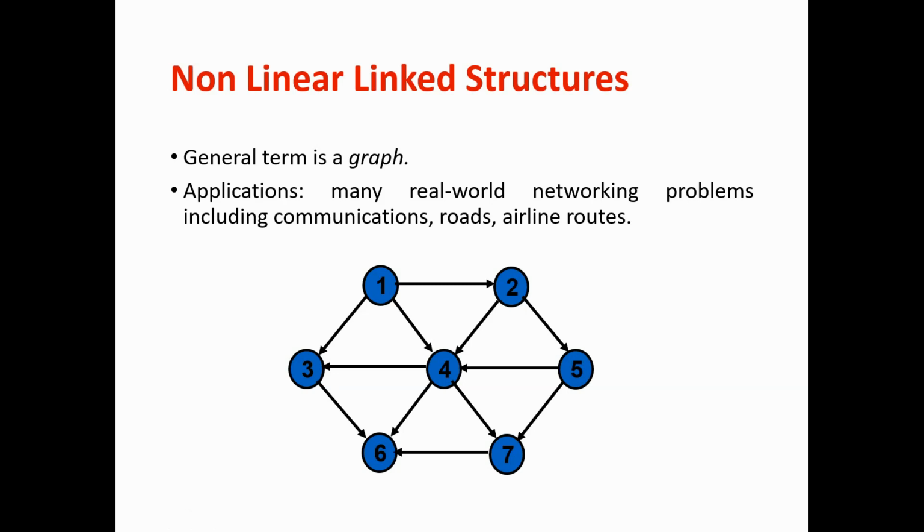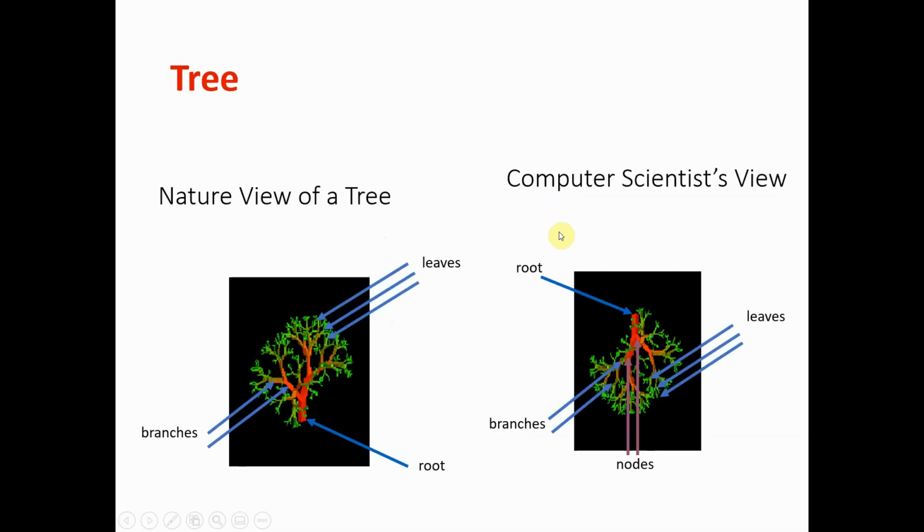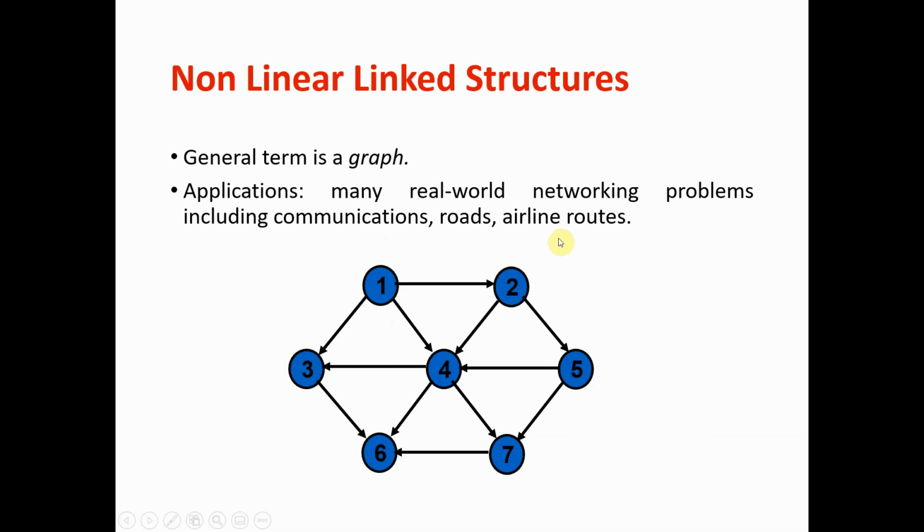Tree is a subcategory of a general data structure called graph, where we have nodes and they get connected to each other through edges. And trees have many real world applications in different industries, such as in networking, communication, roads, airline routes, in arithmetic operations, in organizational charts, file structures, and etc.